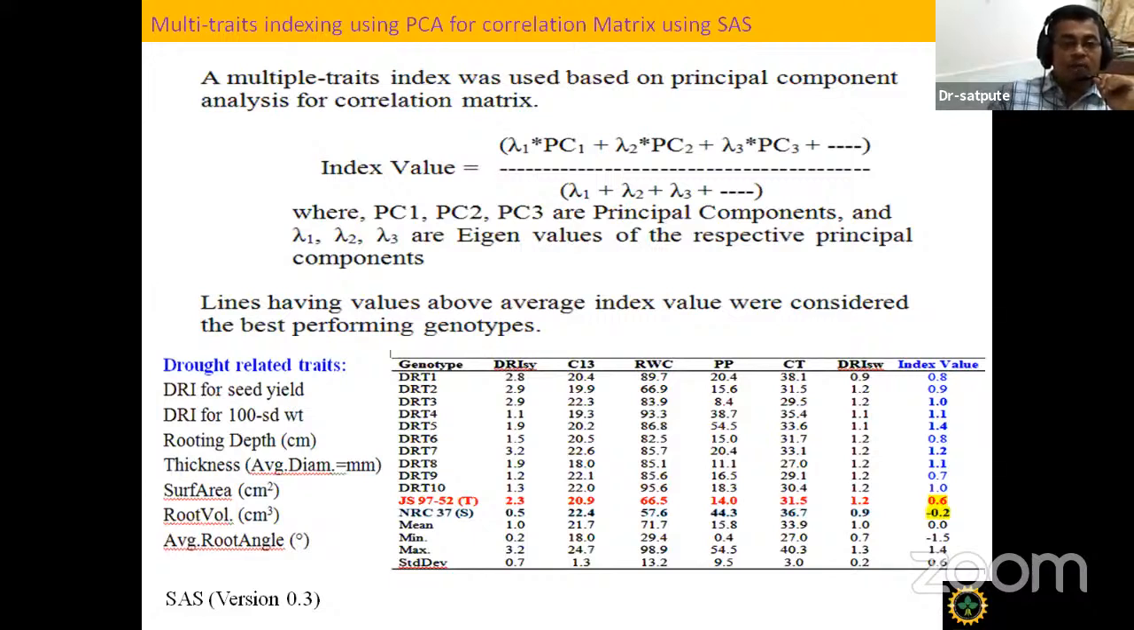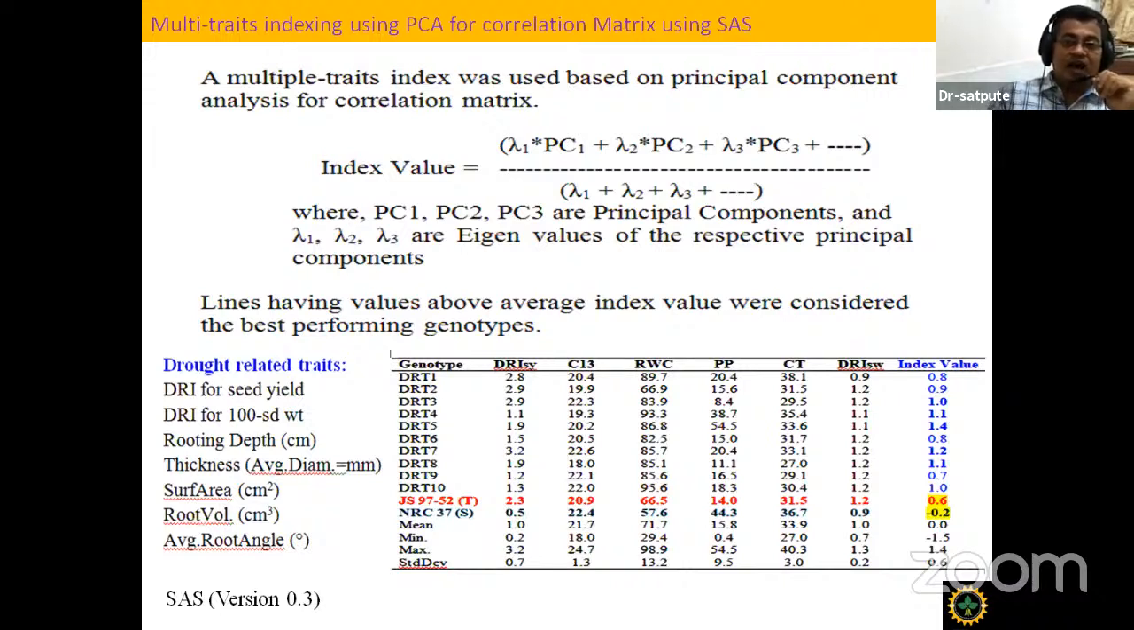Finally, when you come up with such a large number of traits, the main challenge remains how to identify a genotype having one trait or another in it. That makes the job still more difficult, but statistical tools and software have made this easy, using multi-trait indexing with principal component analysis for the correlation matrix using SAS.